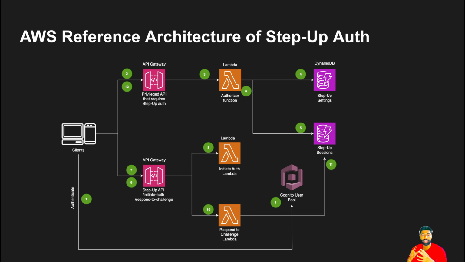The respond to challenge endpoint then returns a 200 status code after successfully updating the session table. It returns a 401 unauthorized response code if the operation failed or if any of the Amazon Cognito API calls in the previous steps failed.